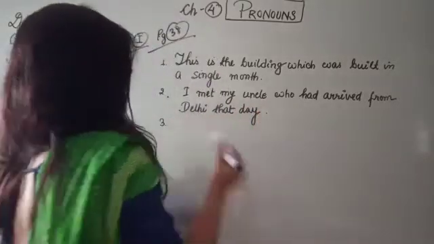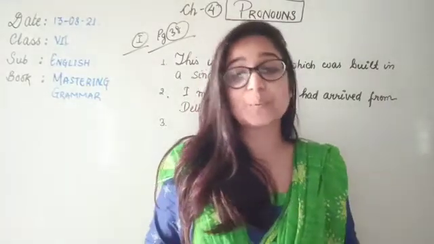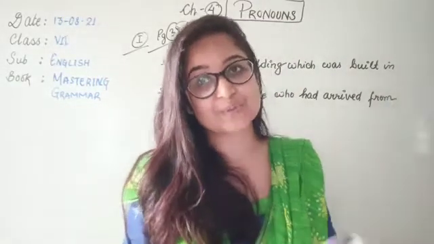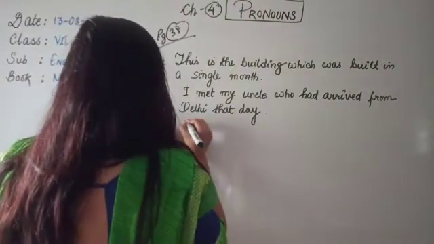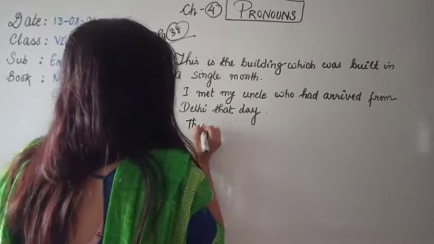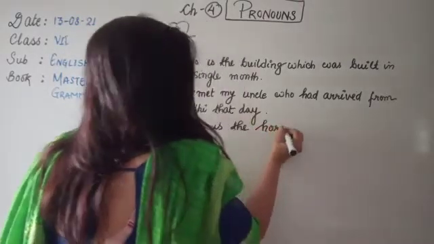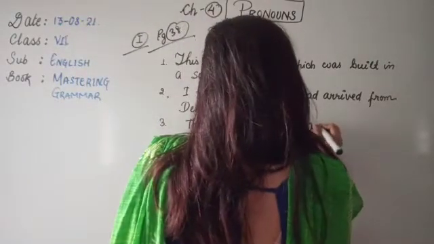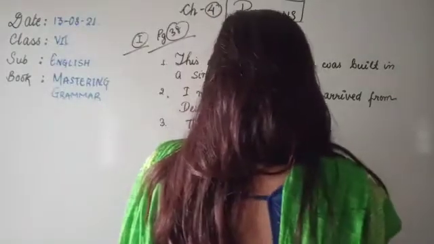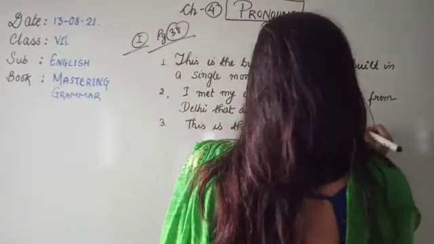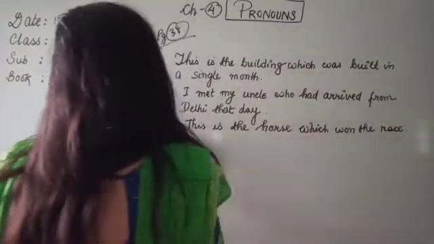Number 3. This is the horse, it won the race. For animals we can use which word? Which. This is the horse which won the race. I am going to skip the pronoun. Which won the match or race, right? Which won the race.